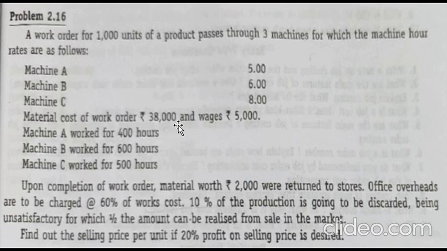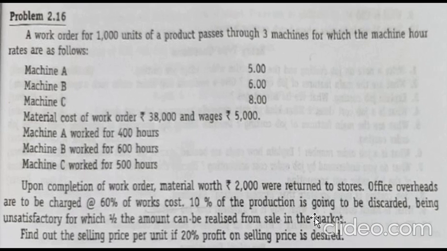Material cost of the work order was rupees 38,000 and wages rupees 5,000. Machine A worked for 400 hours, machine B worked for 600 hours, machine C worked for 500 hours. Upon completion of the work order, material worth rupees 2,000 were returned to stores. Office overheads are to be charged at 60% of works cost.